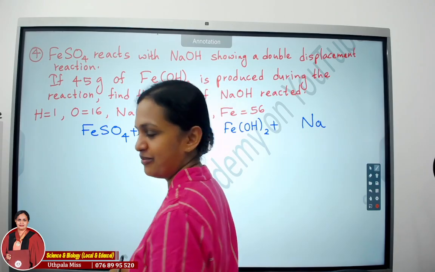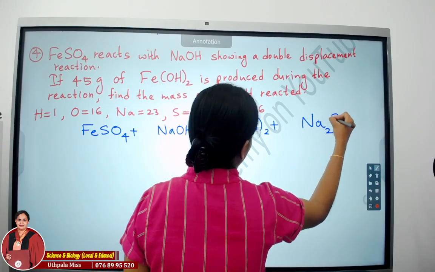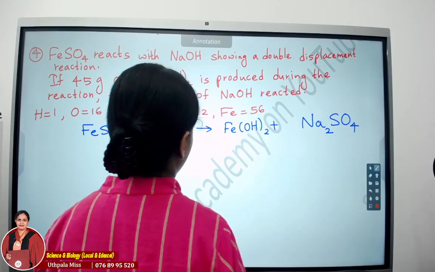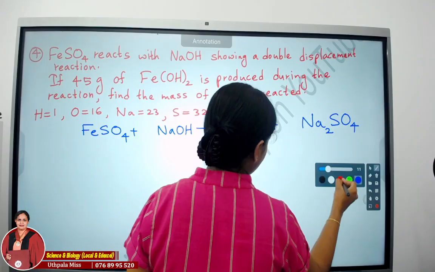Sodium sulfate formula Na2SO4. Na2SO4 වෙන්න ඕනේ. Right. Then we have to balance the equation.